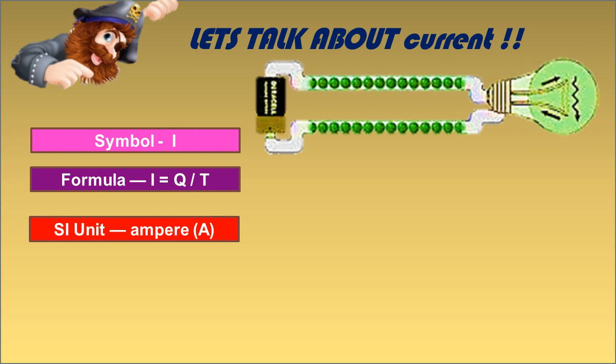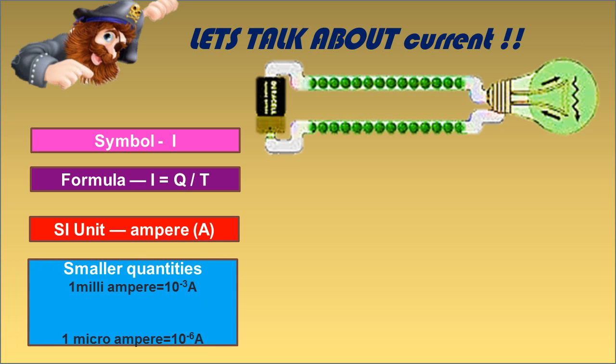The important points which we should keep in mind about the current: the symbol is I. The formula for current is I equal to Q upon T, meaning charge upon time taken. The SI unit of current is the ampere, denoted by capital A, whereas for small quantities, 1 milliampere is equal to 10 to the power minus 3 ampere, while 1 microampere is equal to 10 to the power minus 6 ampere. So we can define 1 ampere like this.